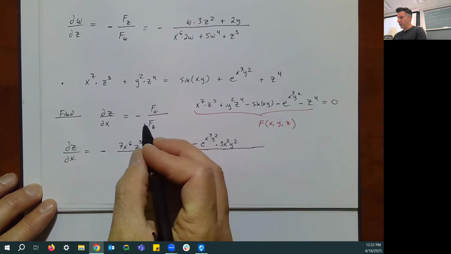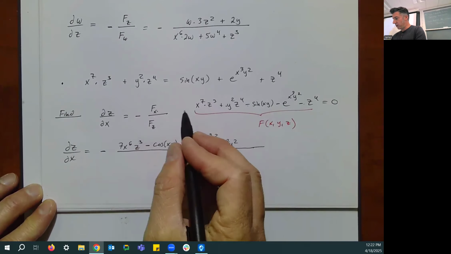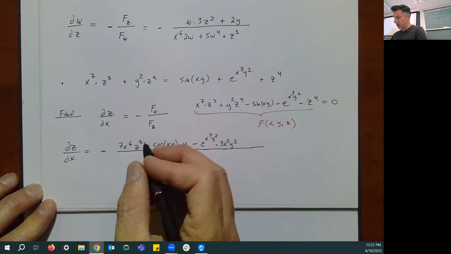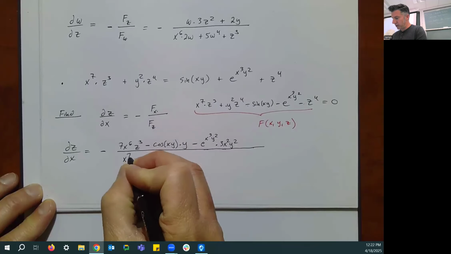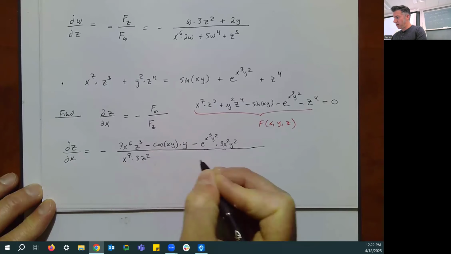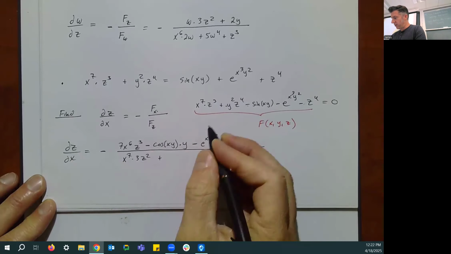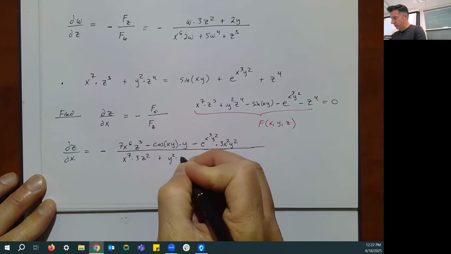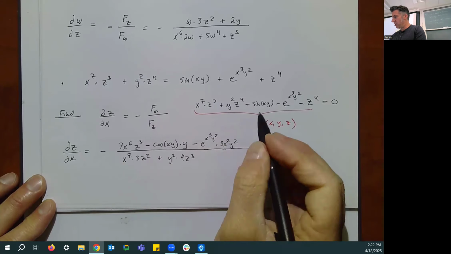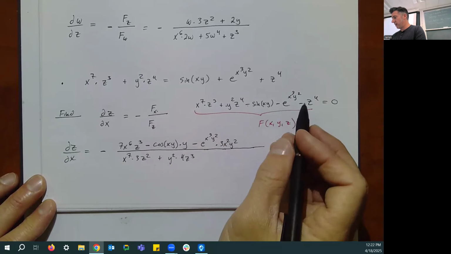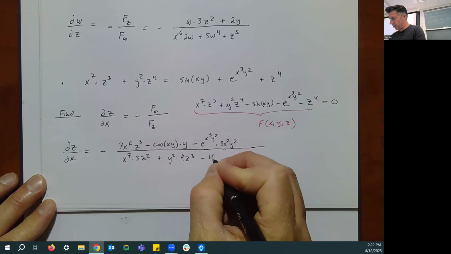On the bottom, the partial with respect to z. Going through it again, the derivative of x to the 7th z cubed is x to the 7th times 3z squared, plus the derivative of this part, which is y squared times 4z to the 3rd. The derivative of that is 0, the derivative of that is 0, and the derivative of that is 4z cubed.